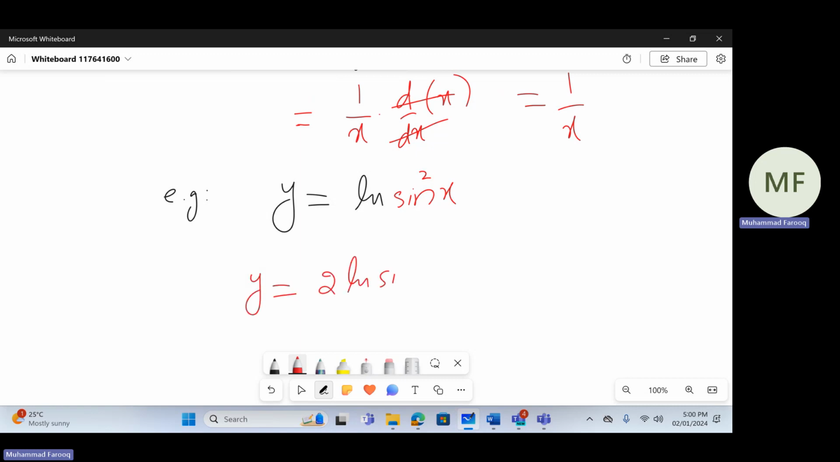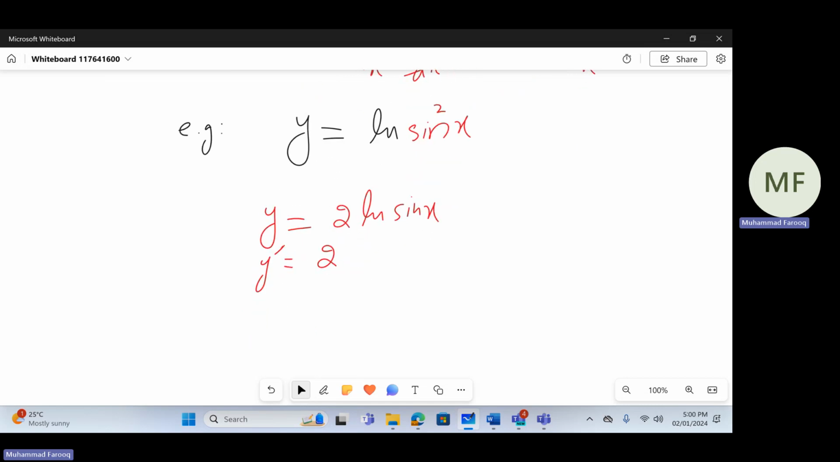2 ln sine x. I did not take the derivative, I just applied the first property. If the argument has a power, the power can come down. Agreed? Yes. Now you can differentiate. It's much easier. So now y prime. You know very well, if you have a constant which is multiplying with the function, in derivative the constant does not change. The constant remains as it is.